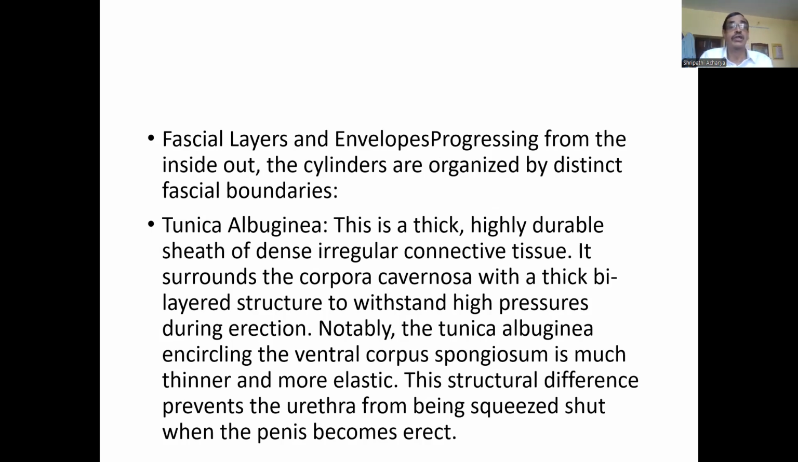Fascial layers and envelopes. Progressing from the inside out, the cylinders are organized by distinct fascial boundaries. Tunica albuginea is a thick, highly durable sheet of dense, irregular connective tissue. It surrounds the corpora cavernosa as a thick, bilayer structure to withstand high pressures during erection. Notably, the tunica albuginea encircling the ventral corpus spongiosum is much thinner and more elastic. This structural difference prevents the urethra from being squeezed shut when the penis becomes erect.